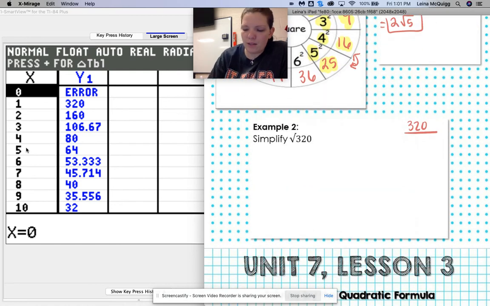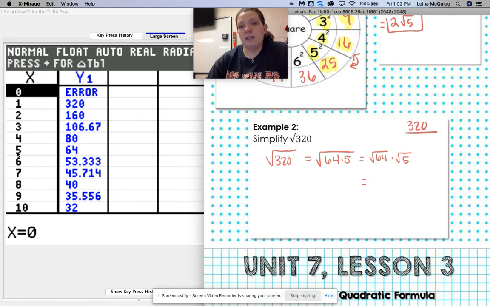I want to rewrite the square root. Let's see. Here we go. The square root of 320, I'm going to rewrite it as 64 times 5. So this is the same thing as the square root of 64 times 5. Then I can rewrite this as the square root of 64 times the square root of 5.